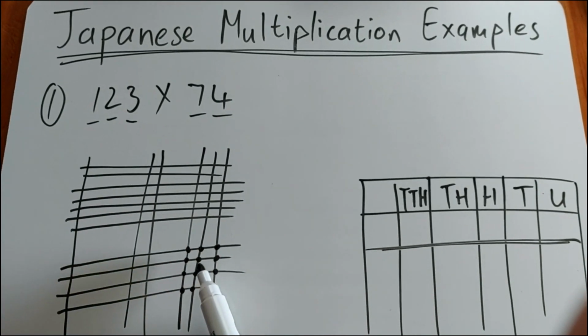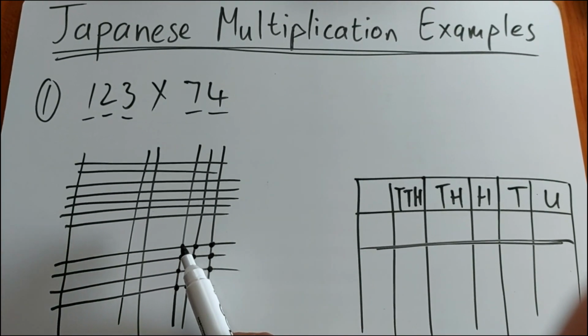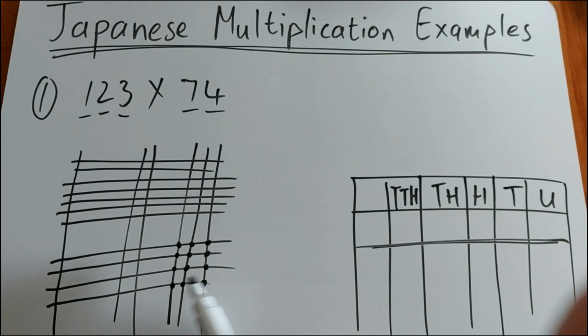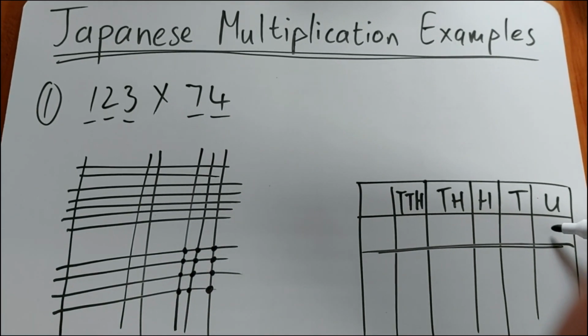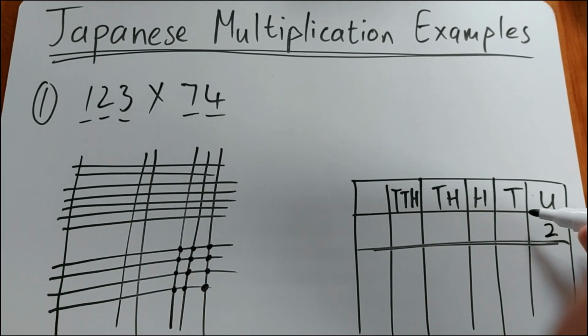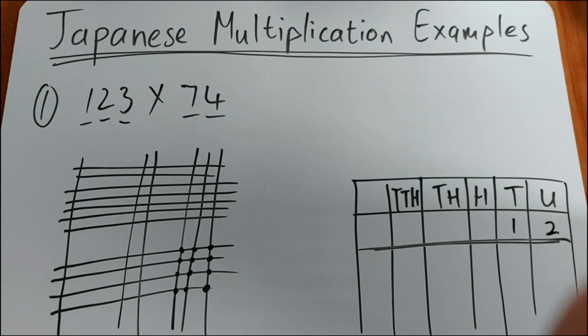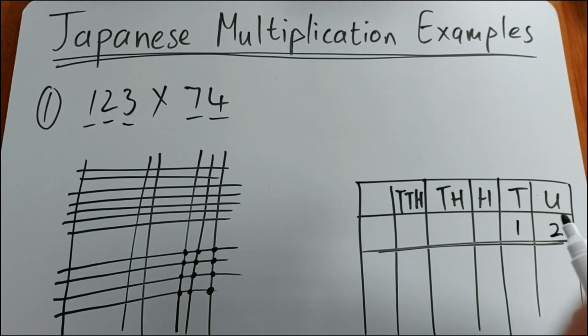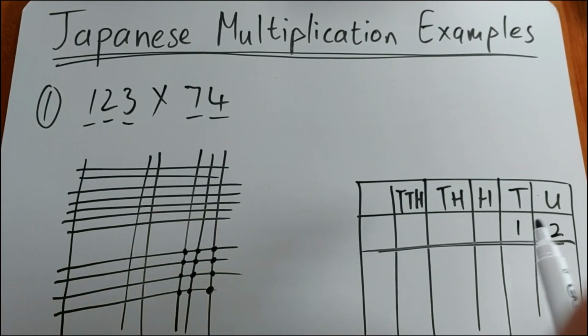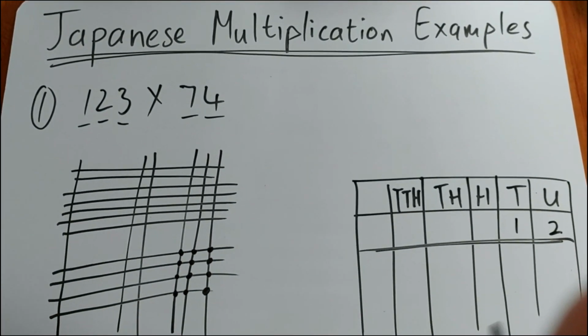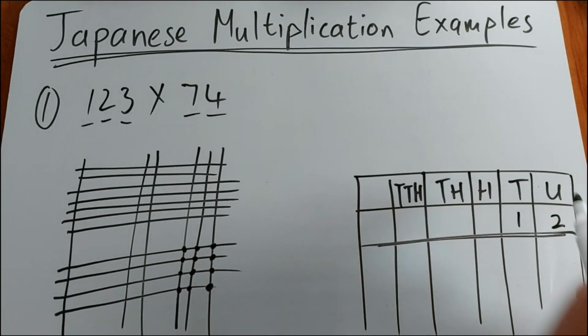So like I said, we calculated 12 intersections. So we would write out 2 and carry over 1, since our 12 consists of tens and units, with the 1 being the tens and the 2 being the units.